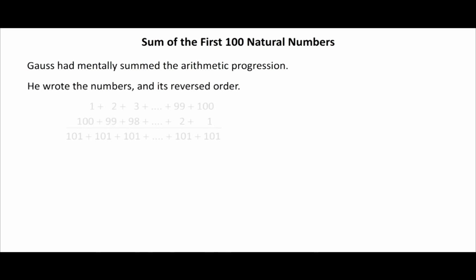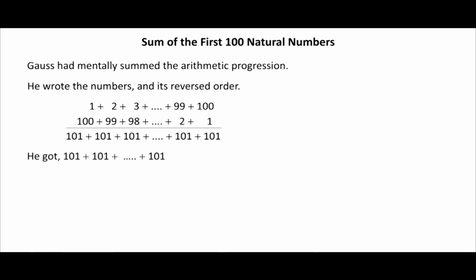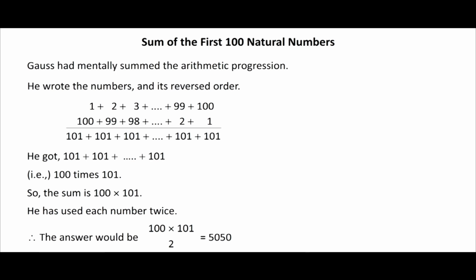Gauss had mentally summed the arithmetic progression. He wrote the numbers and its reversed order and added them term by term. He got 101 plus 101 plus 101 and so on 100 times. That is 100 times 101. So the sum is 100 into 101. He has used each number twice. The answer would be 100 into 101 divided by 2, which is equal to 5,050.